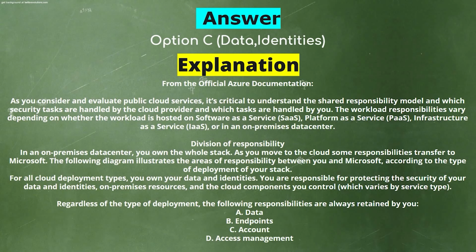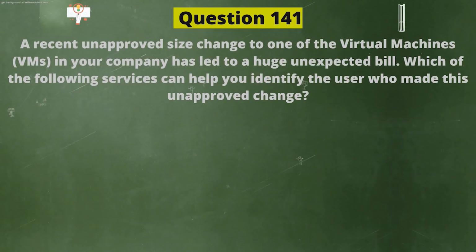For all cloud deployment types, you own your data and identities. You are responsible for protecting the security of your data and identities, on-premises resources, and the cloud components you control, which varies by service type. Regardless of the type of deployment, the following responsibilities are always retained by you. A. Data. B. Endpoints. C. Account. D. Access management.